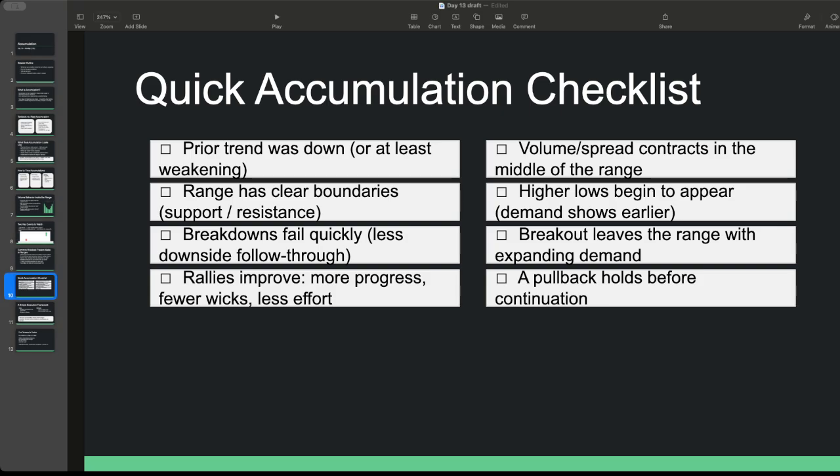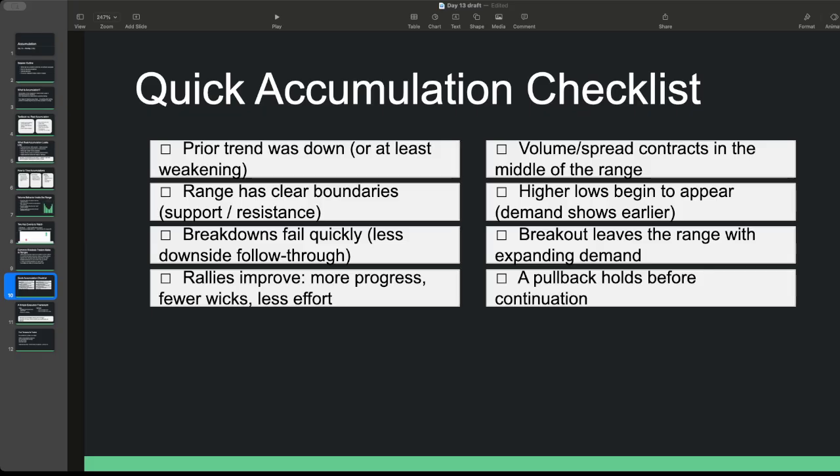Some checkers that you can use. Number one, prior trend was down, or at least a weakening downtrend. Range has clear boundaries. Support and resistance doesn't have to be exact to the level, but some zone that is respected as support and some zone that is respected as resistance. Breakdowns fail quickly. You're not seeing that downside follow through anymore. New lows are getting bid up. You're starting to see a lot of lower wicks, and a lot of action and a lot of volume coming off the lows.